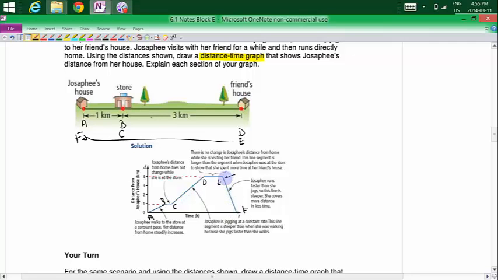We're going from 4 kilometers, which is at her friend's place, to 0 kilometers, which is at her home. So Josephine runs faster than she jogs, so this line is steeper. She covers more distance in less time. And that concludes our example.